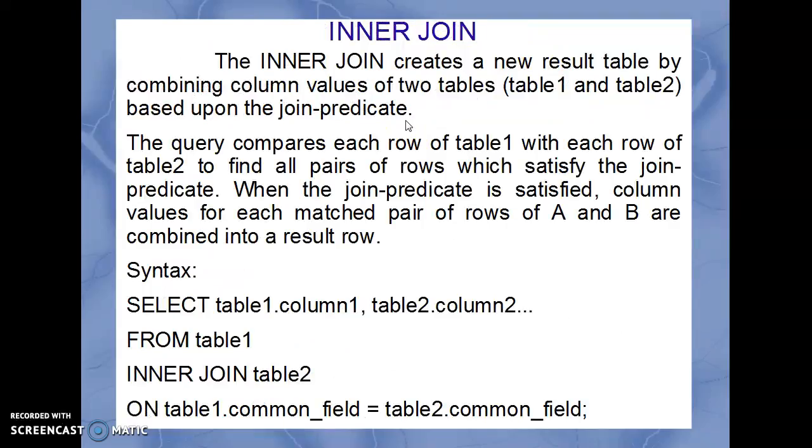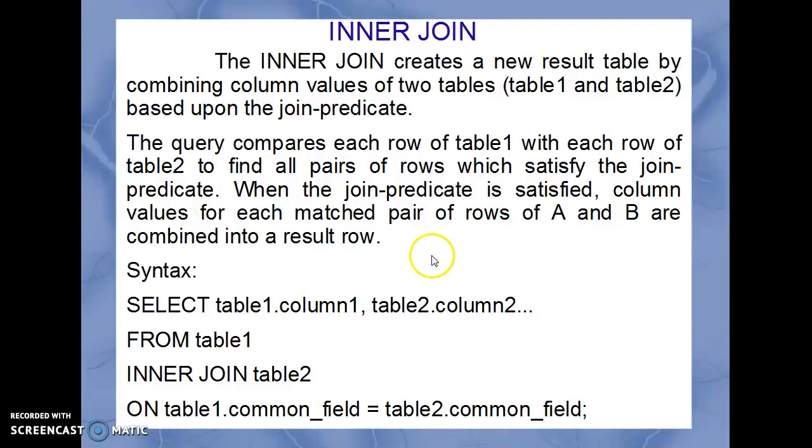Next, inner join. Inner join is a very simple way we can retrieve data. Inner join is one of the clauses. It creates a new result by combining the columns of two tables, table 1 and table 2, based on the join predicate, which is called predicate logic. The query compares each row of table 1 with each row of table 2, and pairs the rows of the two tables. Let's see how it performs.